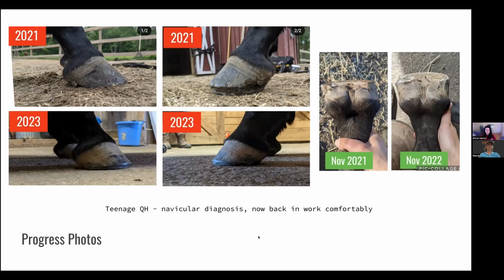So this horse is a teenage quarter horse. And when I met him, he was pretty high-low. These two pictures are from the same day. I was silly and didn't take a picture with his shoe on the right front, but I took a picture with his shoe on the left front. And he's low on his right front, high on his left front.